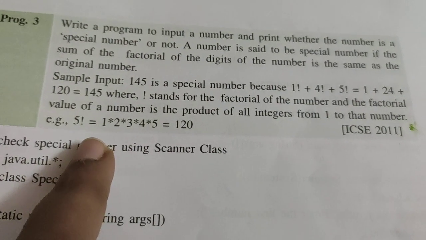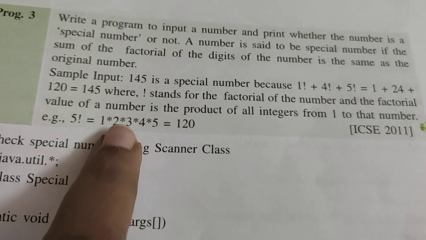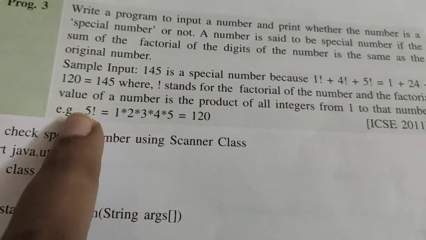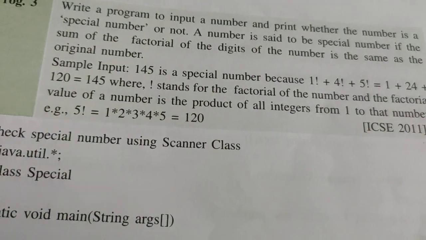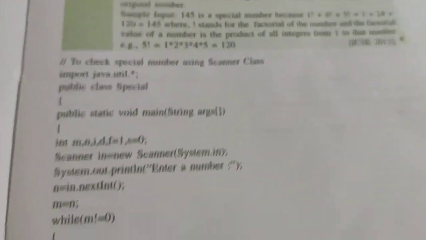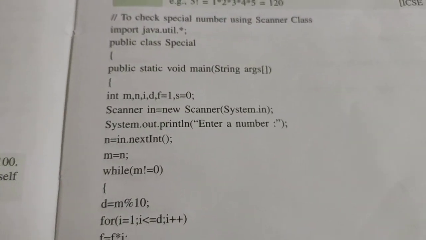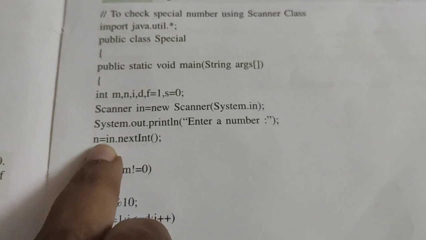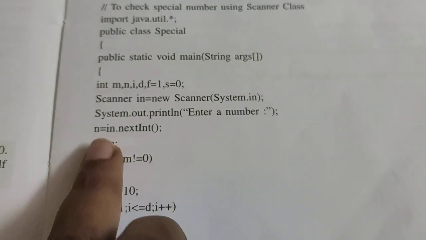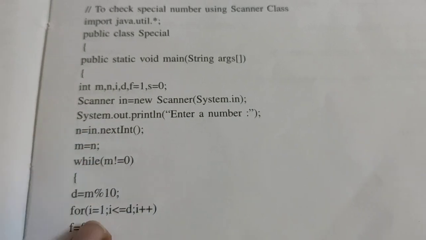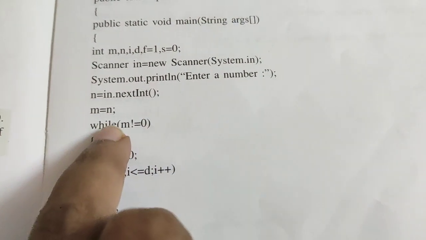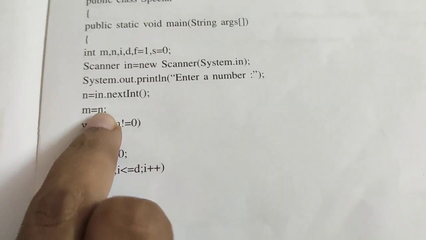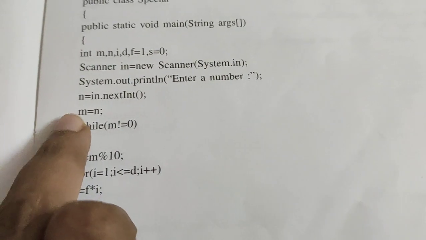So we know what factorial is. 5 factorial means 1 into 2 into 3 into 4 into 5. Whatever the number is, till that number we have to multiply from 1. That is your factorial. Now we will see how to do the program. We have got the number from the user, enter a number, and we have stored it in n. Now we put that number into another variable, m is equal to n, so the number will be in m also.